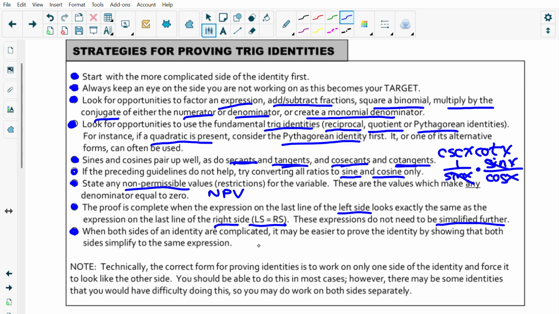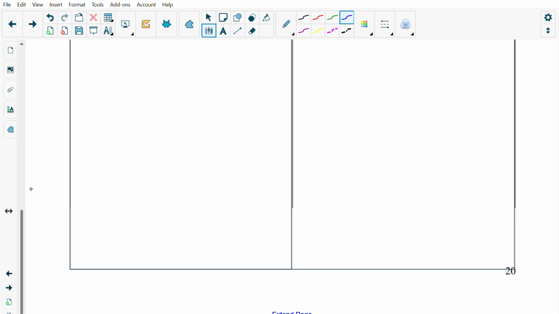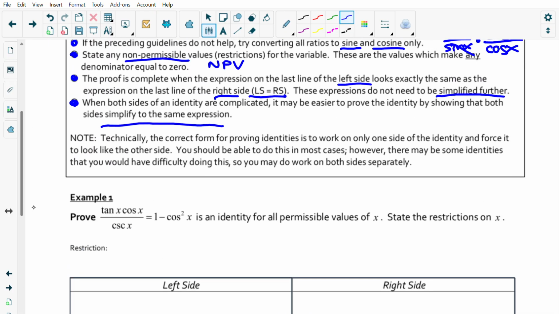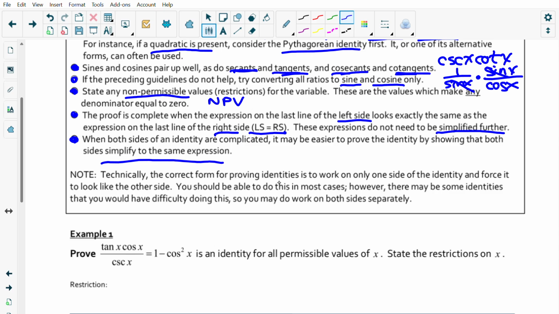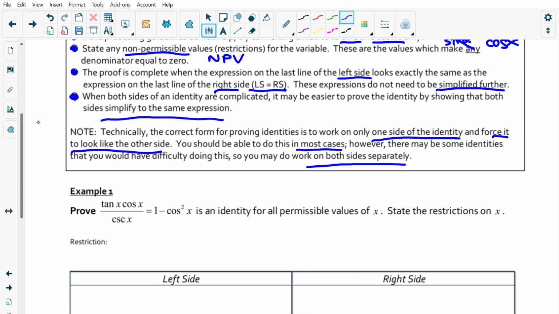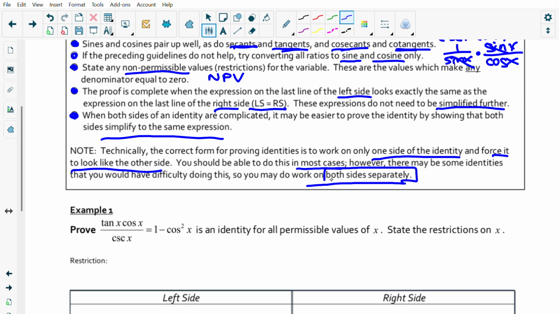When both sides of an identity are complicated, it may be easier to prove the identity by showing that both sides simplify to the same expression. Technically, the correct form for proving identities is to work on only one side of the identity and force it to look like the other side. You should be able to do this in most cases. However, there may be some identities that you would have difficulty doing this with, so you may work on both sides separately. Okay, but that's the key when you're proving.